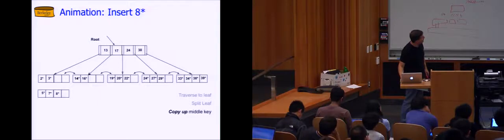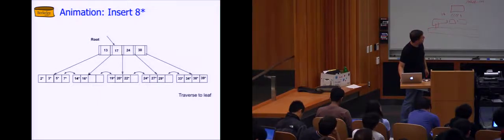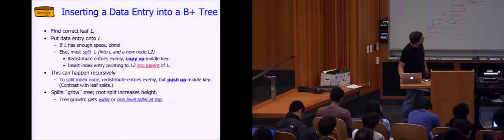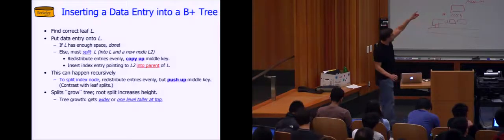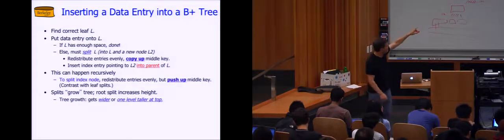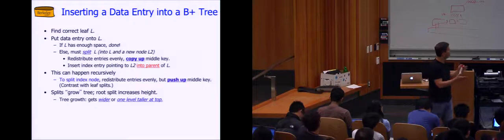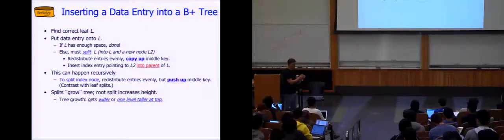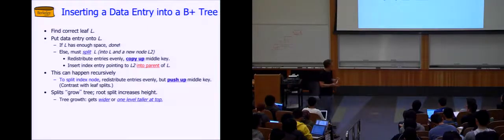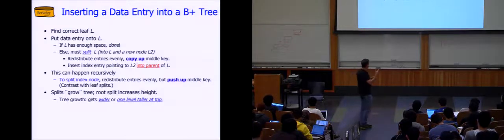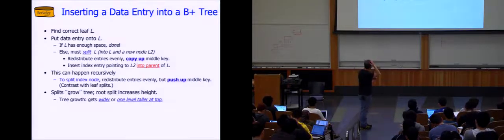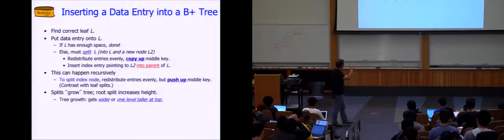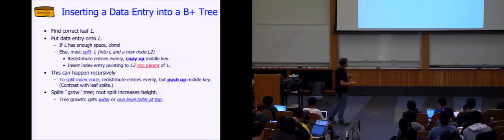And so now, if we go to the previous page with the actual pseudocode, starting from the top, put the data entry on L. If L has enough space, you're done. Else you must split L into L and a new node L2. You redistribute the entries evenly and in order, copying up the middle key to the next level up, and you insert an index entry pointing to L2 into the parent of L with that middle key.